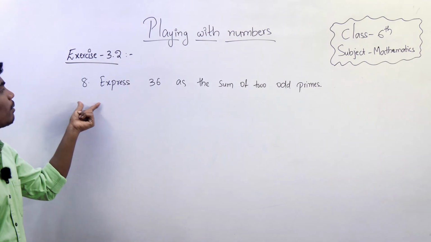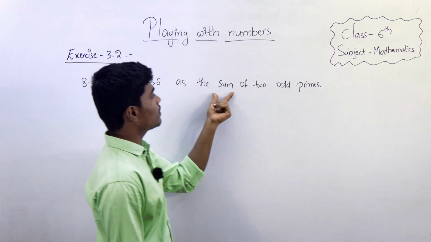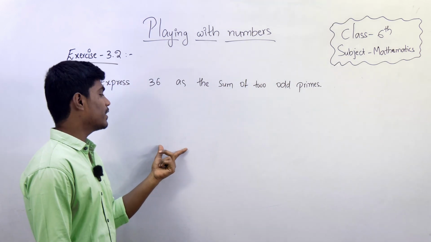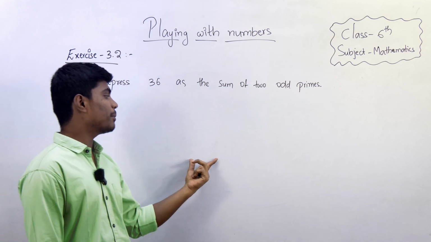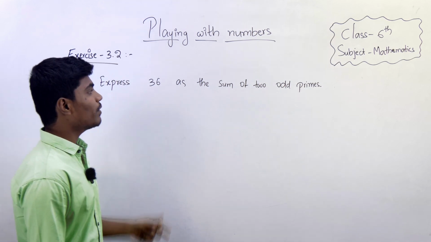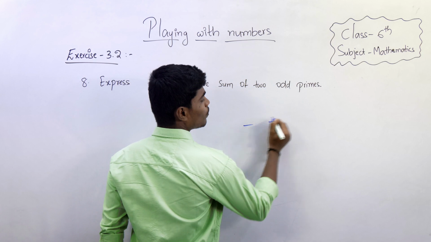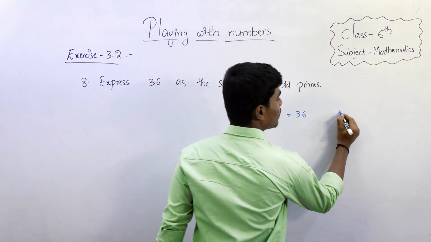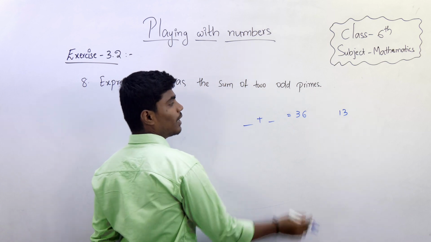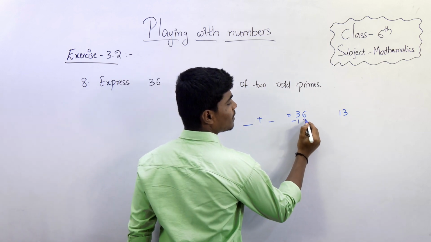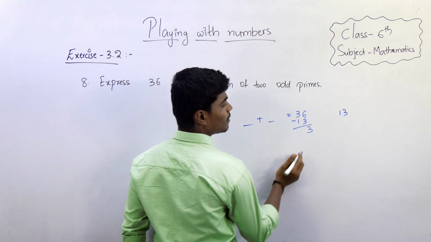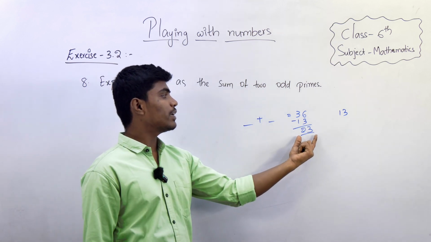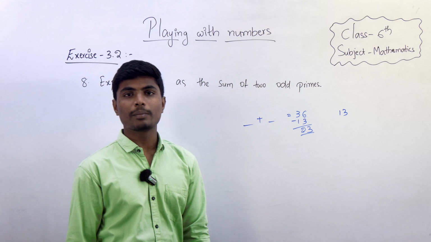Now, in the 8th problem, express 36 as the sum of two odd primes. In the previous problem, we found the two prime numbers whose product is 35. Now we have to find two numbers whose sum is 36. See, here 13 is a prime number. Let's subtract 13 from 36. 6 minus 3 is 3. 3 minus 1 is 2. The answer is 23. If you observe, 23 is also a prime number.